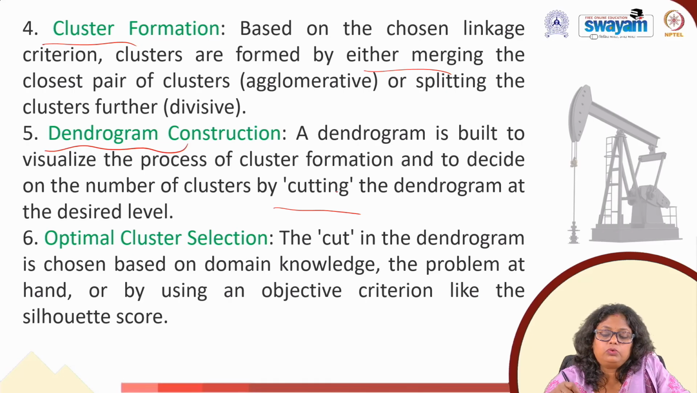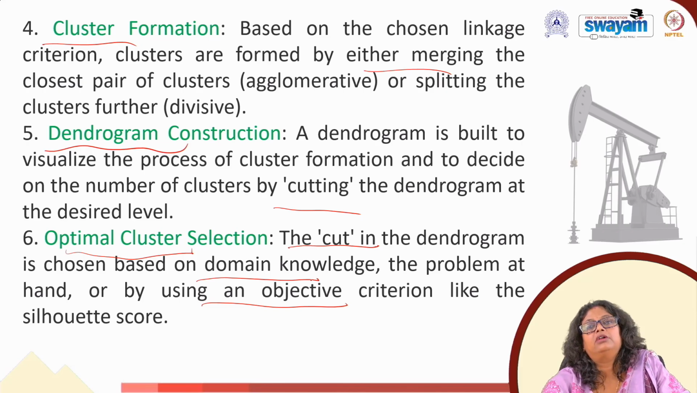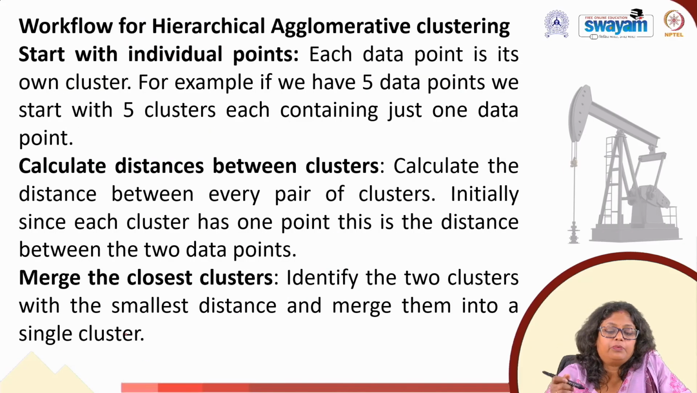So how to do this activity? I will tell you. Then there is optimal cluster selection. The cut in the dendrogram is chosen based on domain knowledge, the problem at hand, and using an objective criterion like the Silhouette score. Okay, so let's see this algorithm.